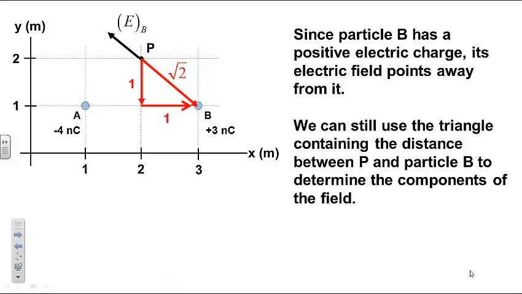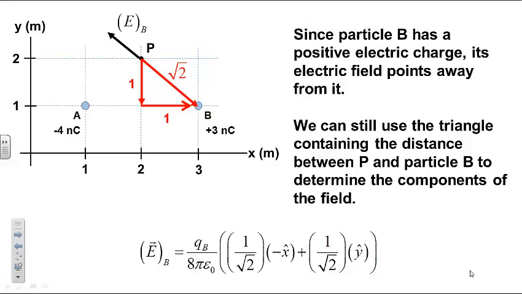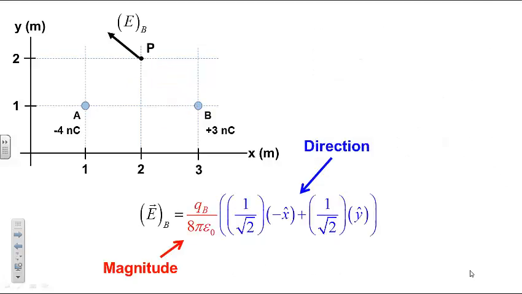We can perform a similar calculation for the electric field of particle B. However, since particle B has a positive electric charge, its electric field points away from it. Thus, the electric field for particle B is in the negative x-axis direction and the positive y-axis direction.